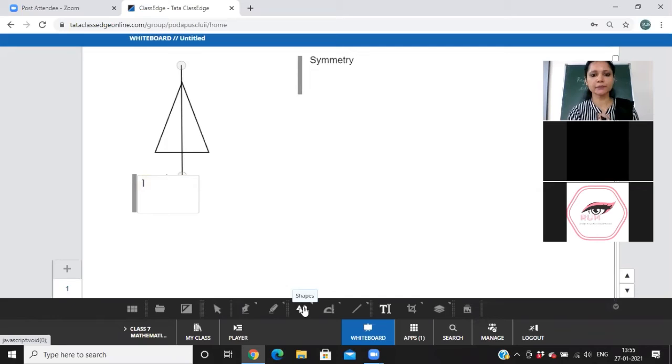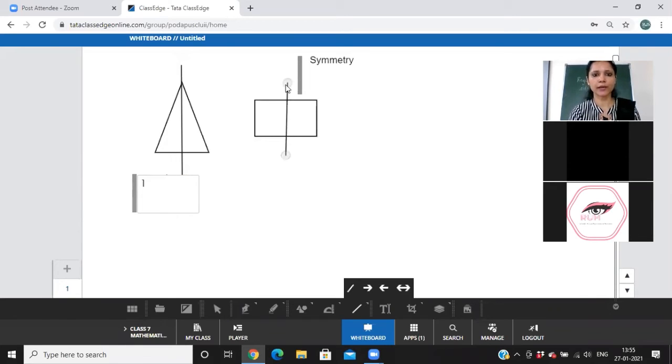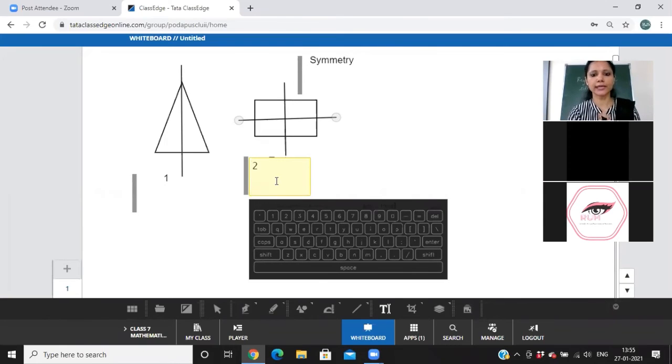Next, we'll take up a rectangle. Draw a rectangle. How many lines of symmetry does a rectangle have? Two lines of symmetry. One is vertical, and the other one is horizontal. Very good. And write down underneath that it has 2 lines of symmetry.